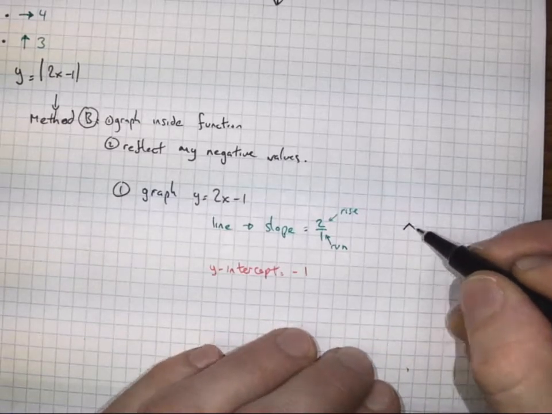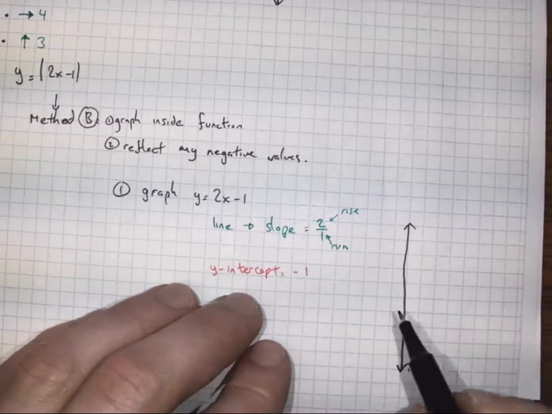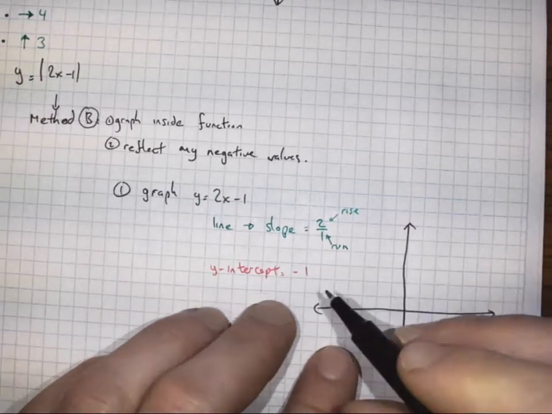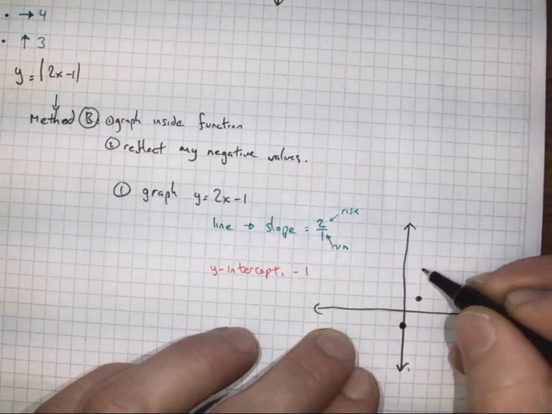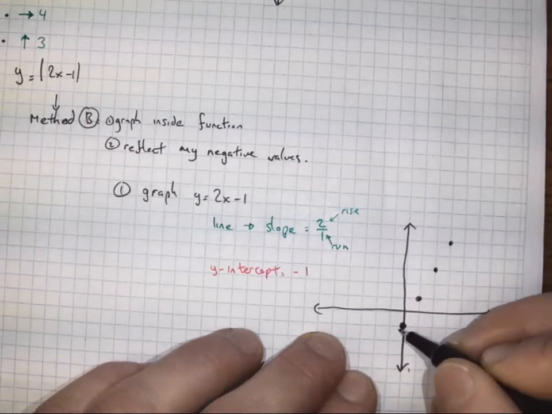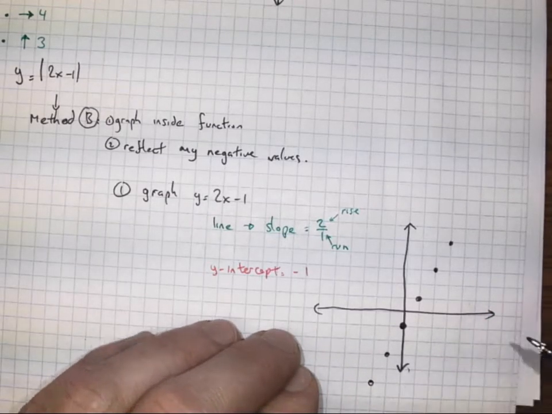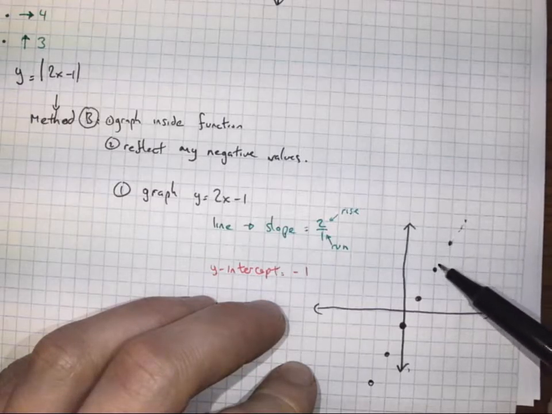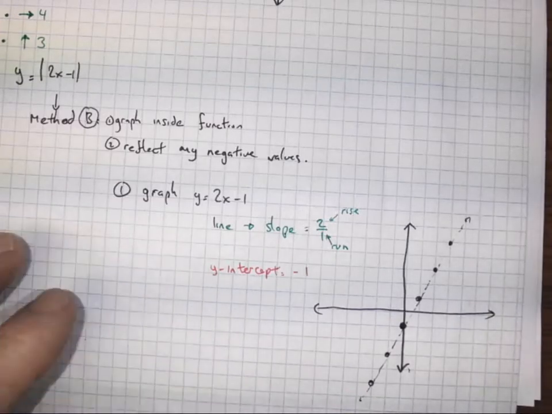So I'll start with graphing y equals 2x minus 1. All right, so we'll start with the y-intercept of -1, and we'll sketch up 2 and over 1, up 2 over 1, up 2 over 1, and I might also sketch down 2 and over -1. Okay, great. And that's my original function.